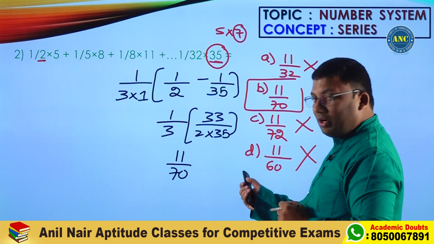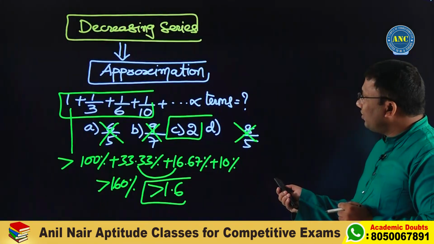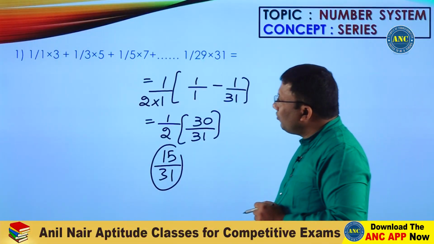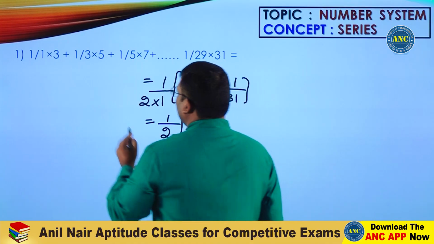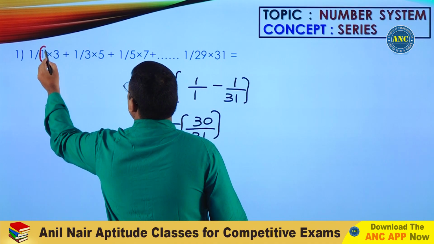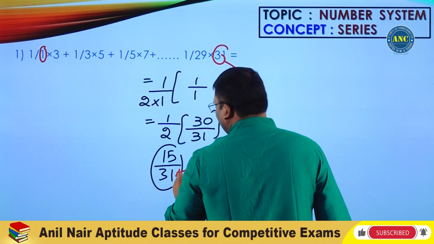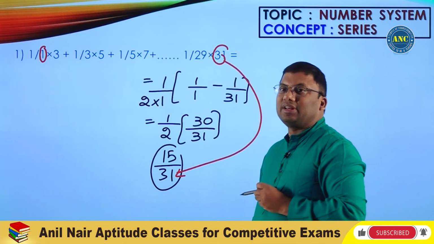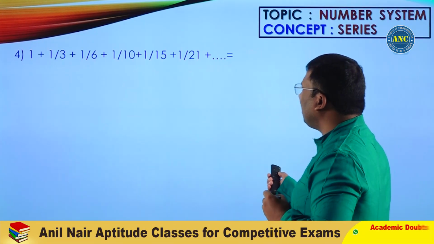Are you all with me? Not only here, with 3 values, 4 values, any. See here: 1 by 1 into 3, 1 by 3 into 5, 1 by 29 into 31. 2 values, first value and last value. The denominator should have a value related to 31.